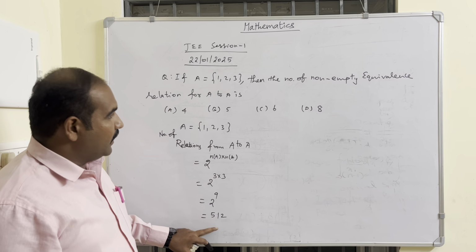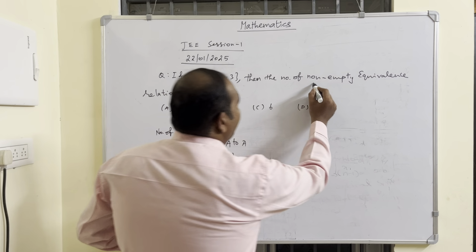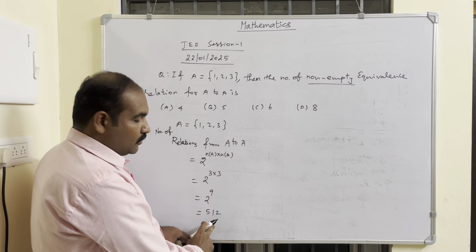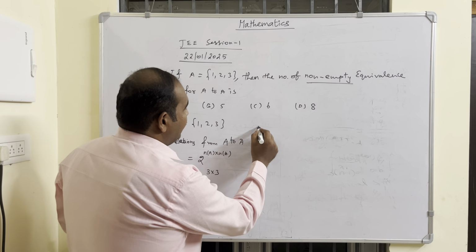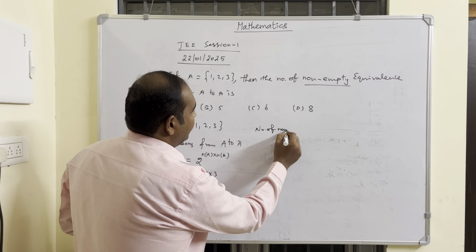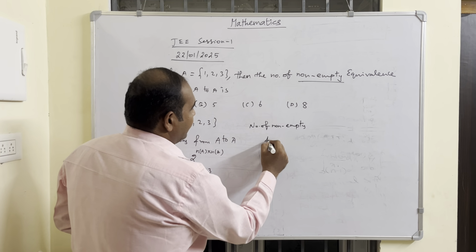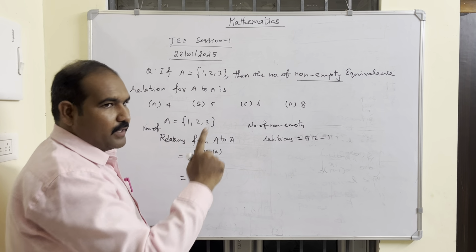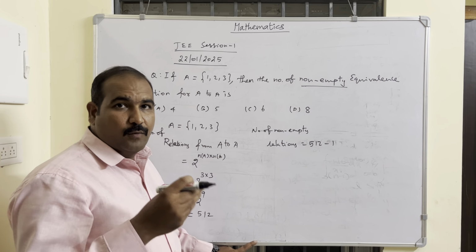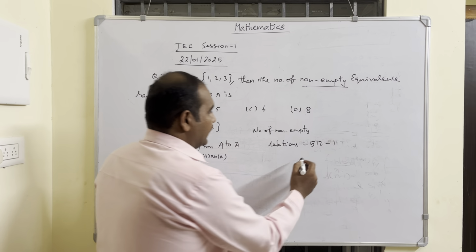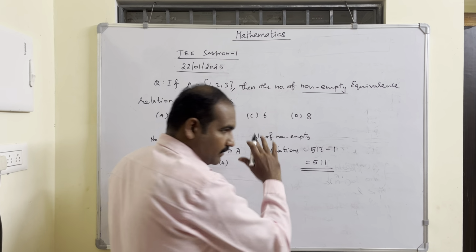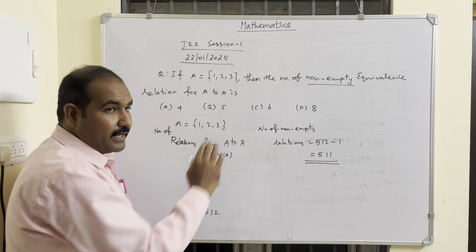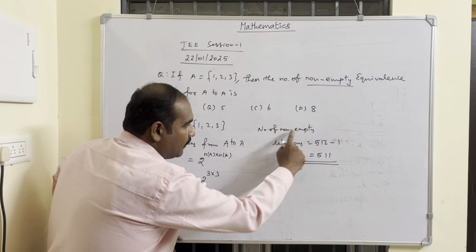Out of these 512 relations, they asked how many non-empty equivalence relations there are. Out of these 512, the number of non-empty relations is 512 minus 1, because one of them is always the empty set, which is the most improper. So totally 511 relations are there. We have only 3 elements in the set A, so from A to A, we can form 511 non-empty relations.